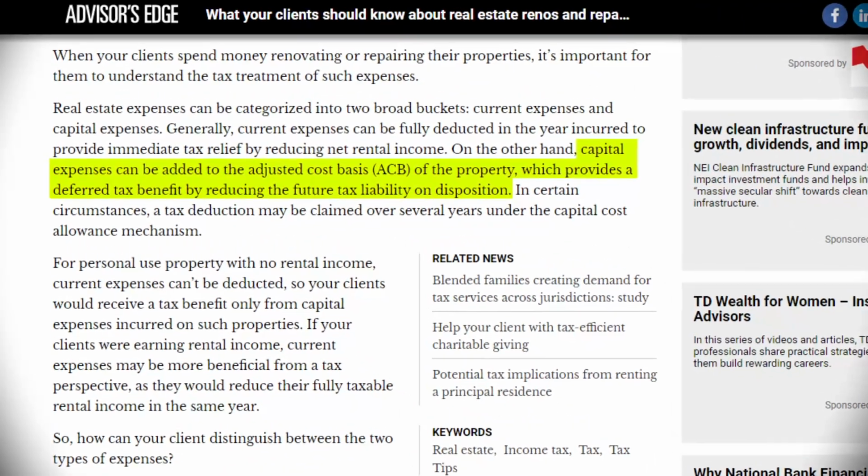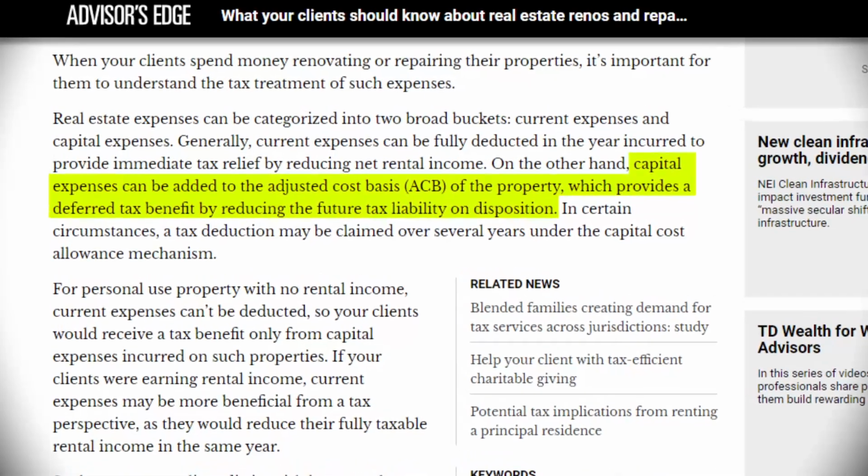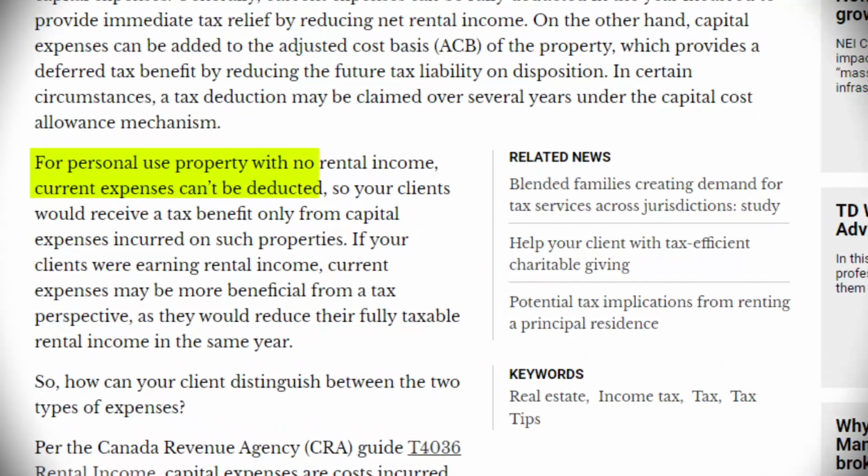Now, if the rental property we're talking about isn't actually a rental property, it's a second property for personal use. So let's say you have a cabin on the lake, you don't rent it out, it's a secondary home, but it's for personal use only. Any current expenditures that you put into there, you cannot deduct against anything else. Those expenditures are just flat out expenditures.